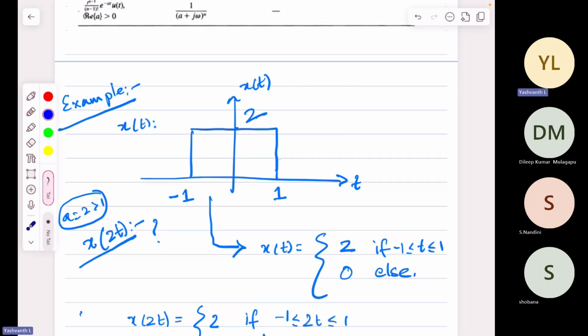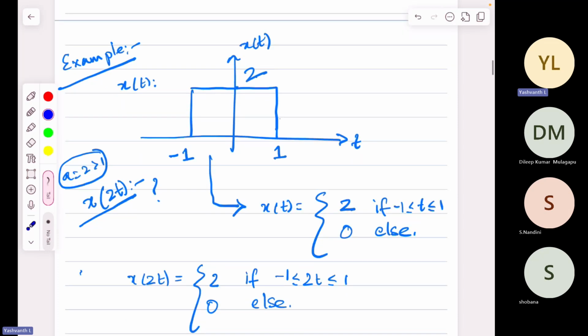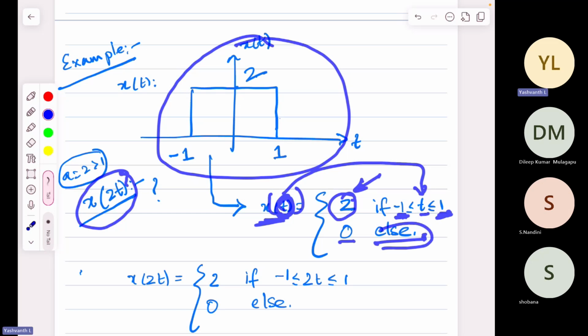Now suppose I choose a number a equal to 2, which is greater than 1. If I want to plot x of 2t, how does it look? What you should do is first write down the actual signal. The actual signal is x of t, which takes a value 2 if t lies between -1 and 1, and takes a value 0 in any other interval. Whatever the argument in x of t is, when it takes a value between -1 and 1, you get the value 2, else it takes a value 0.